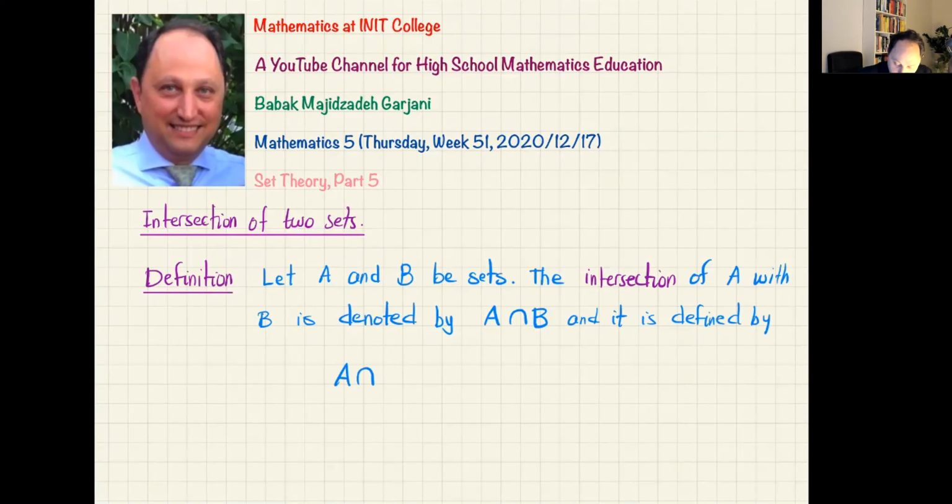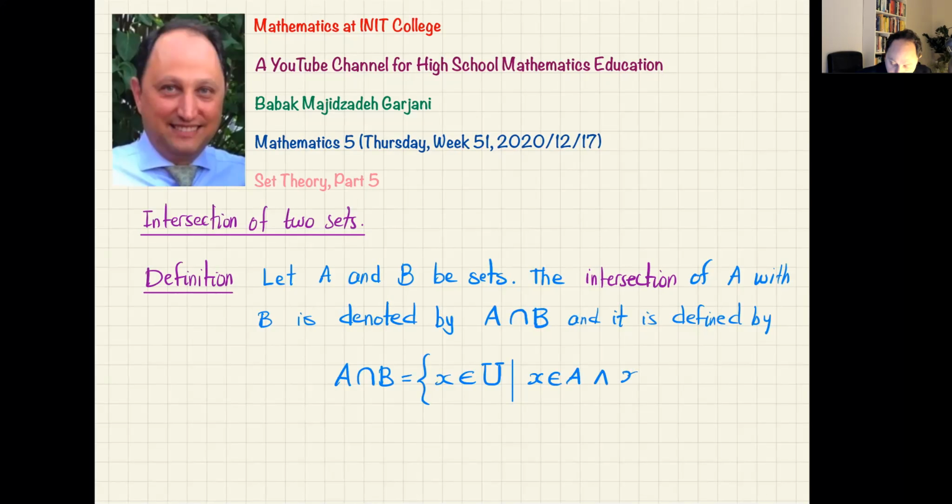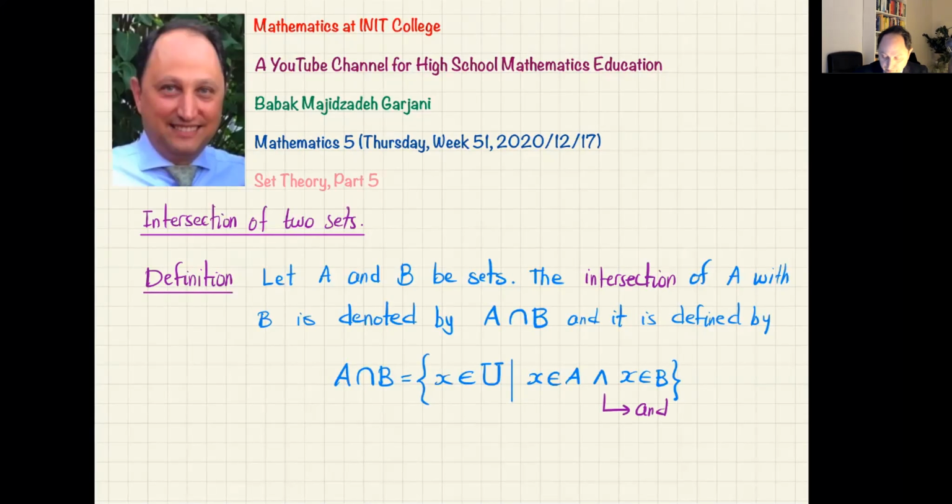A intersection B is the set of all elements, of course in the universal set, such that x is in the first one and the second one. Yes, this means "and". So it means that we are actually caring about the common parts. What is common between A and B? That is called the intersection.